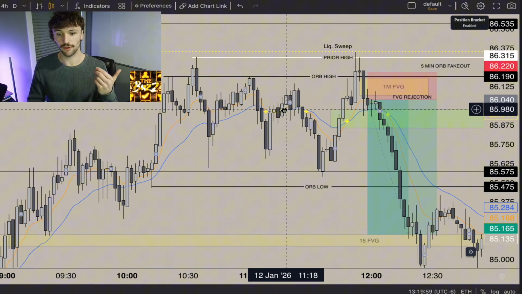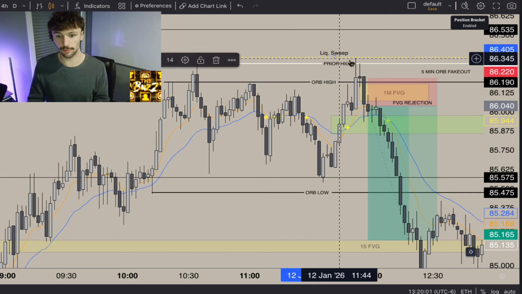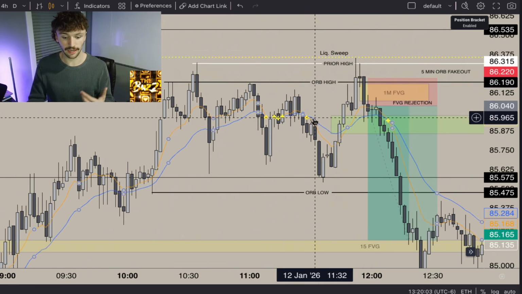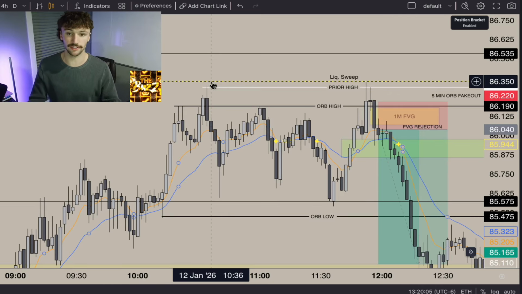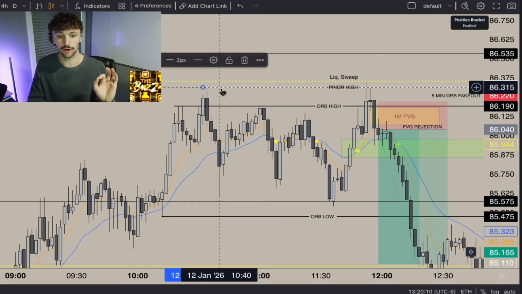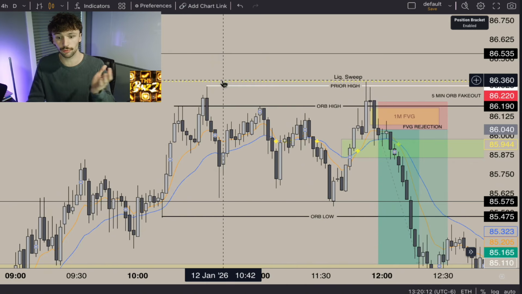Now, what happens here? We are getting a sweep of highs. This is our liquidity sweep right here on this white line, and this is actually prior all-time highs. Silver was at all-time highs that morning. So this was the exact look that we were waiting for, waiting for us to break and sweep through those highs.